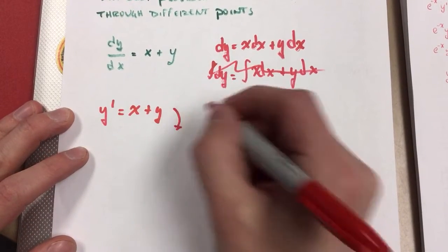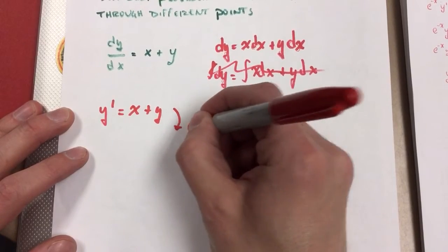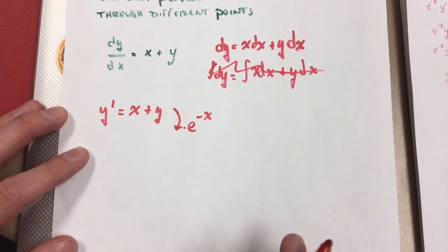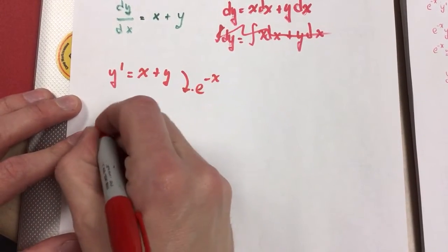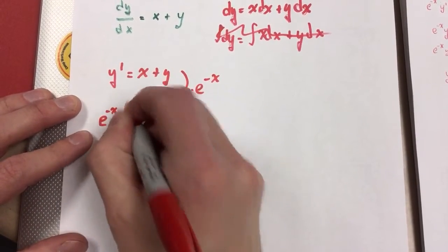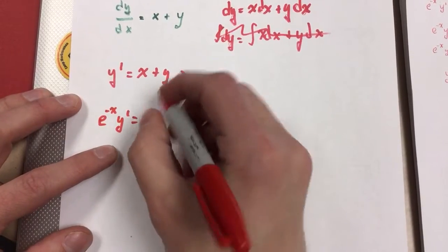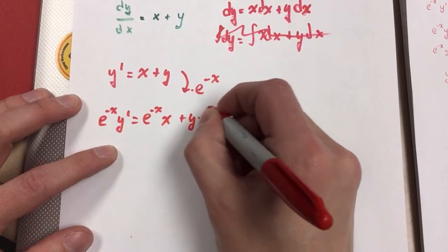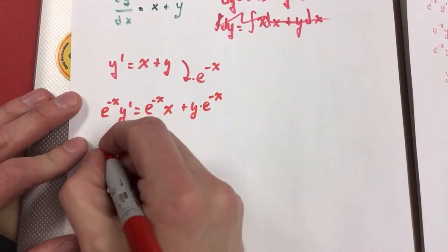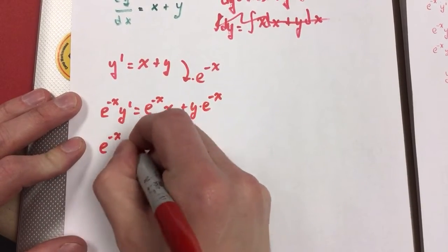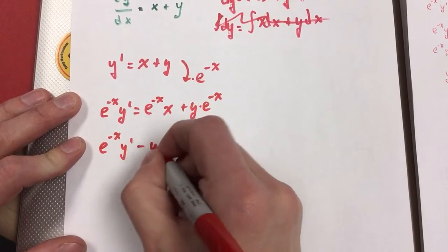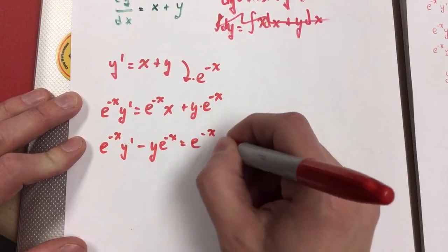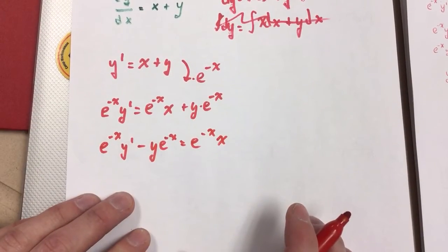We're going to multiply that entire equation by e to the negative x. Why? Because it's going to work. That's going to give us e to the negative x y prime equals e to the negative x times x plus y times e to the negative x. Rearranging things, that's going to give us e to the negative x y prime minus y e to the negative x equals e to the negative x times x.